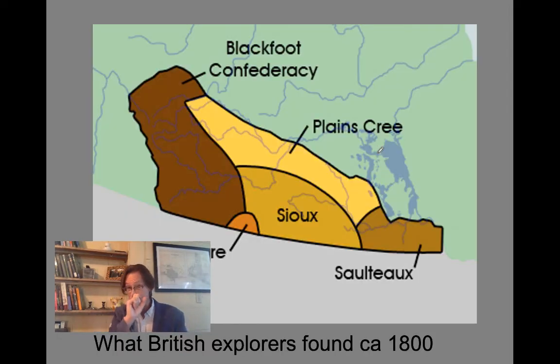We call these people the Plains Cree, but they were actually a people who had originated in northern Ontario, western Quebec, and had moved west over the past 200 or 300 years. When British explorers moving out onto the prairies in the late 18th, early 19th century, this is more or less what they find, at least what they report and what they map in their reports on what they're finding in the West. And here's the Plains Cree.